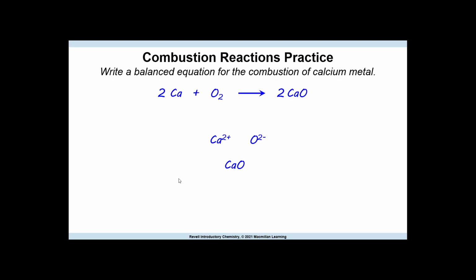So when you write this as a product in a reaction, we balance the equation by adding the coefficient 2 in front of the calcium and in front of calcium oxide. Why? Because there's already a 2 for diatomic oxygen here. So hopefully expanding my explanation helped a little.